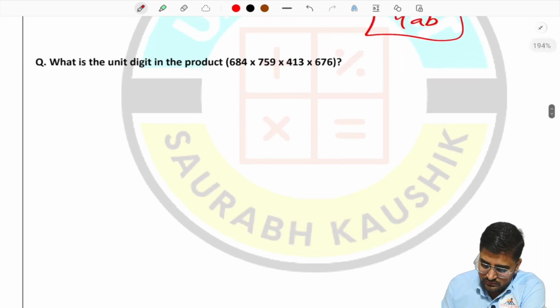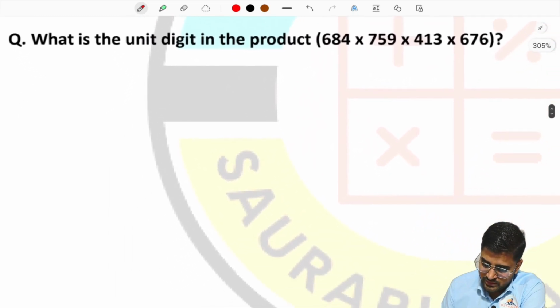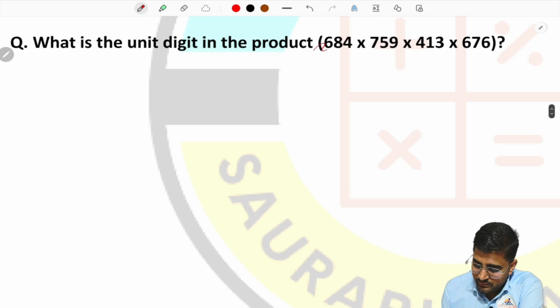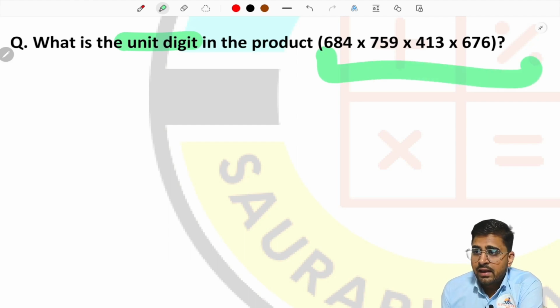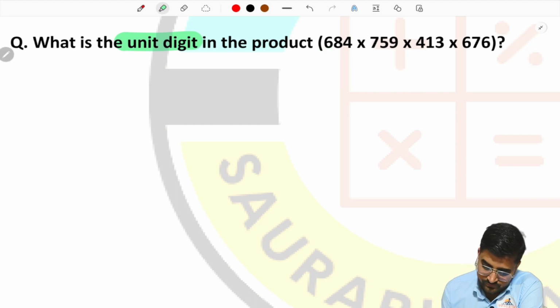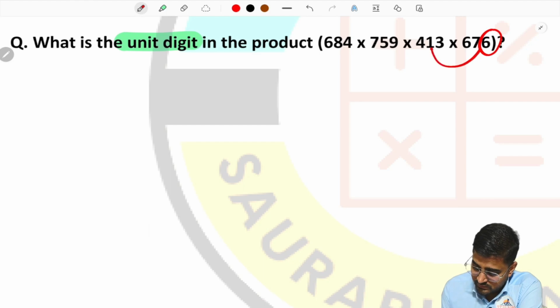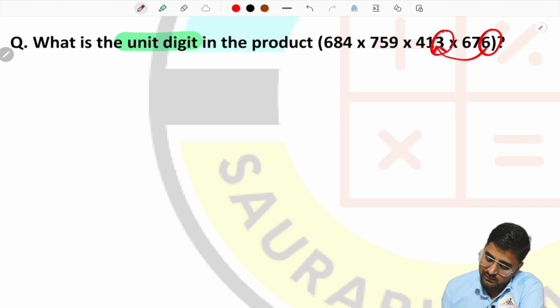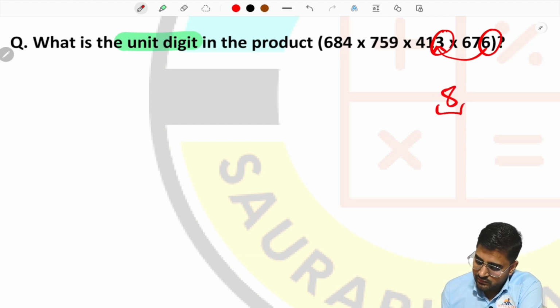Now in this question, the question said, what is the unit digit in the product? He is asking for the unit digit first of all, not wanting any kind of full multiplication. So they need a unit digit. Here it is 6, multiplied by 3. What did it give us? 18. When you write 18, the unit digit is 8 only. So this comes with the 8.